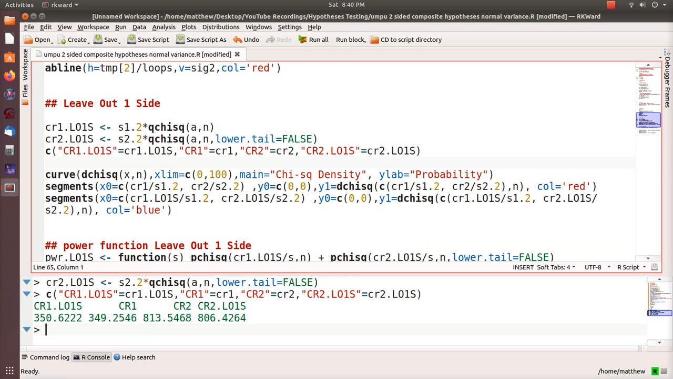And now if we look at these two regions, 349.2 versus 350.6, they're very close. The UMPU test on the right side is 813.5, and the leave out one side is 806. So they're very close, very similar.